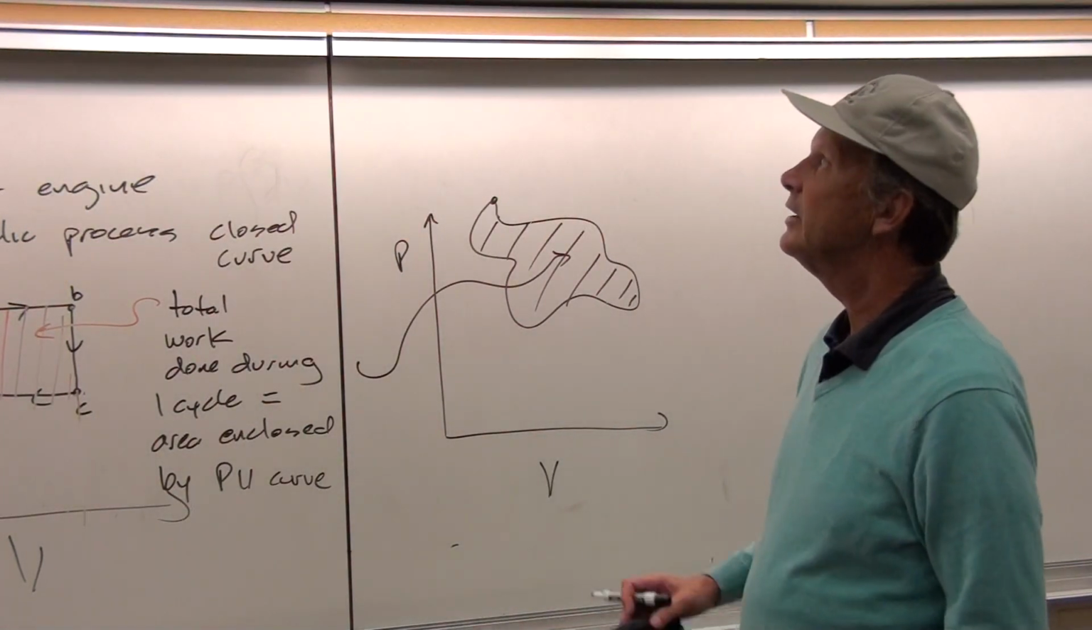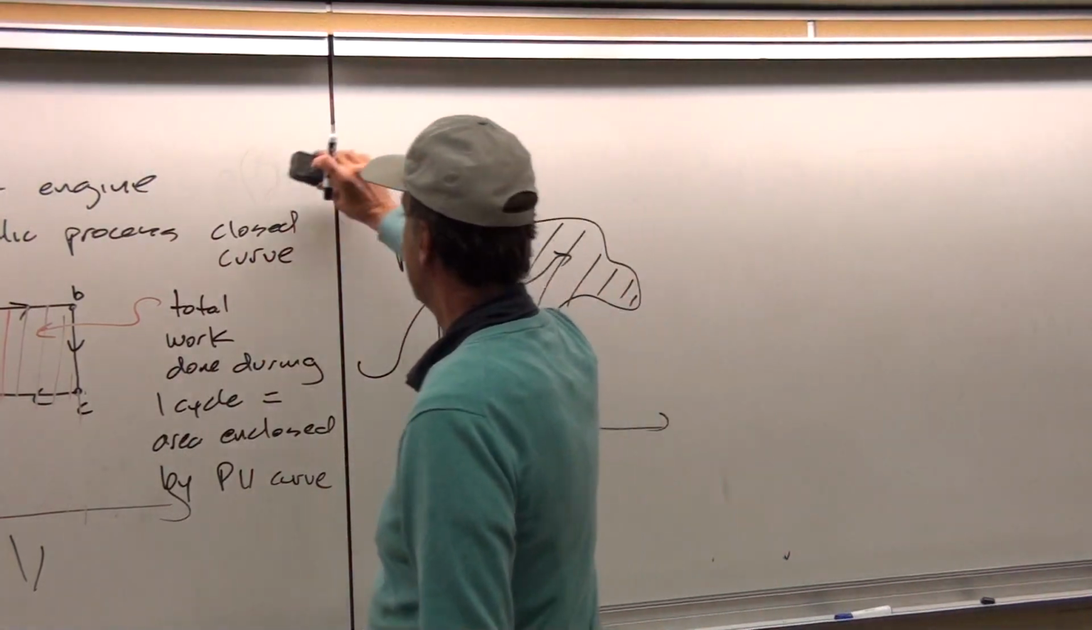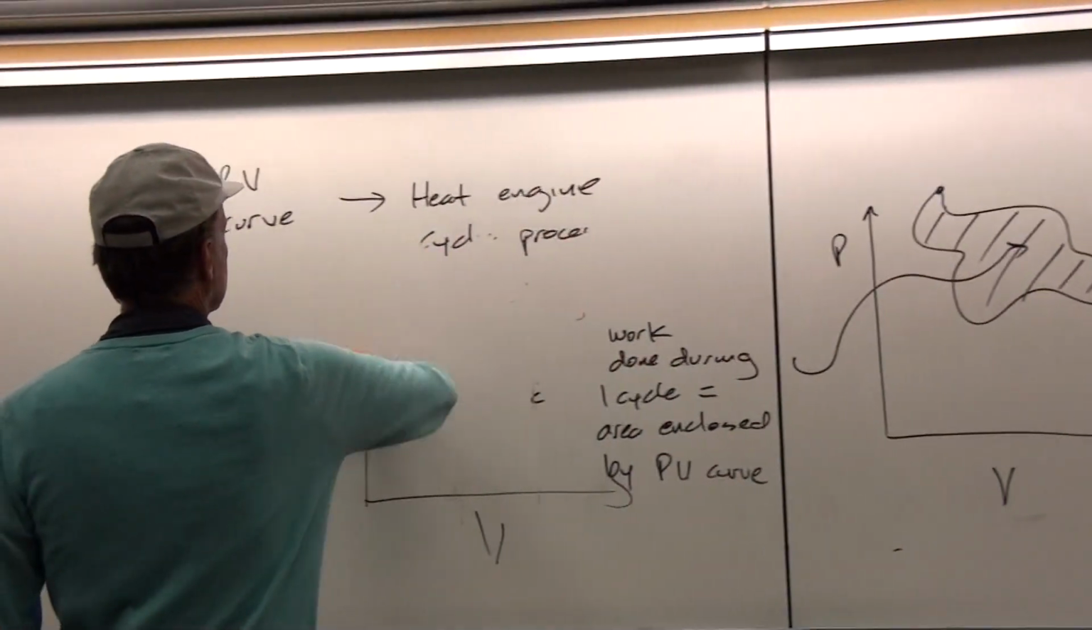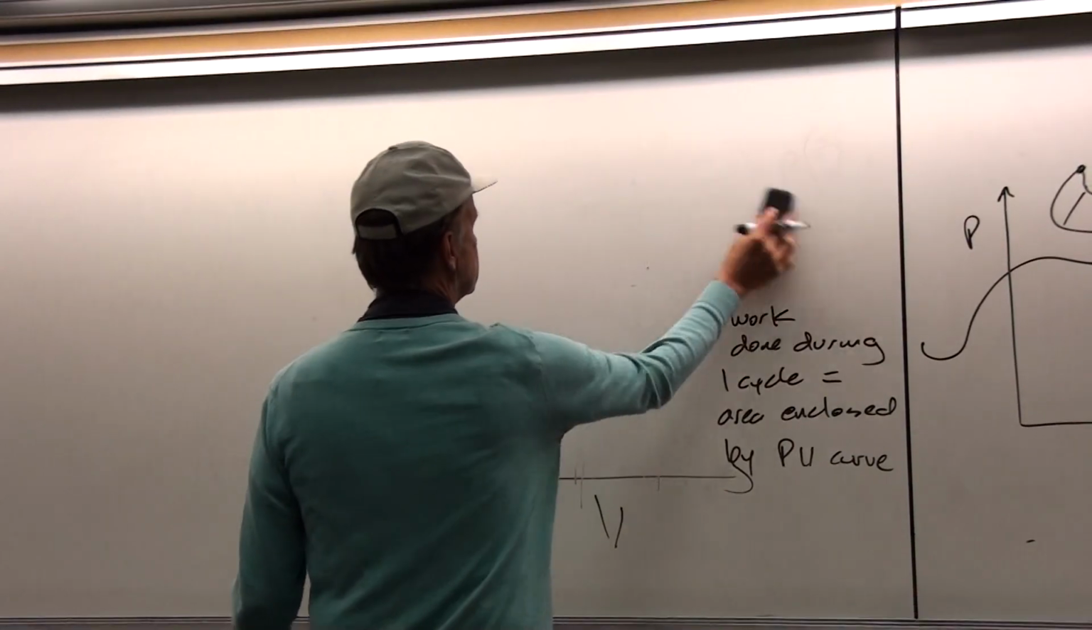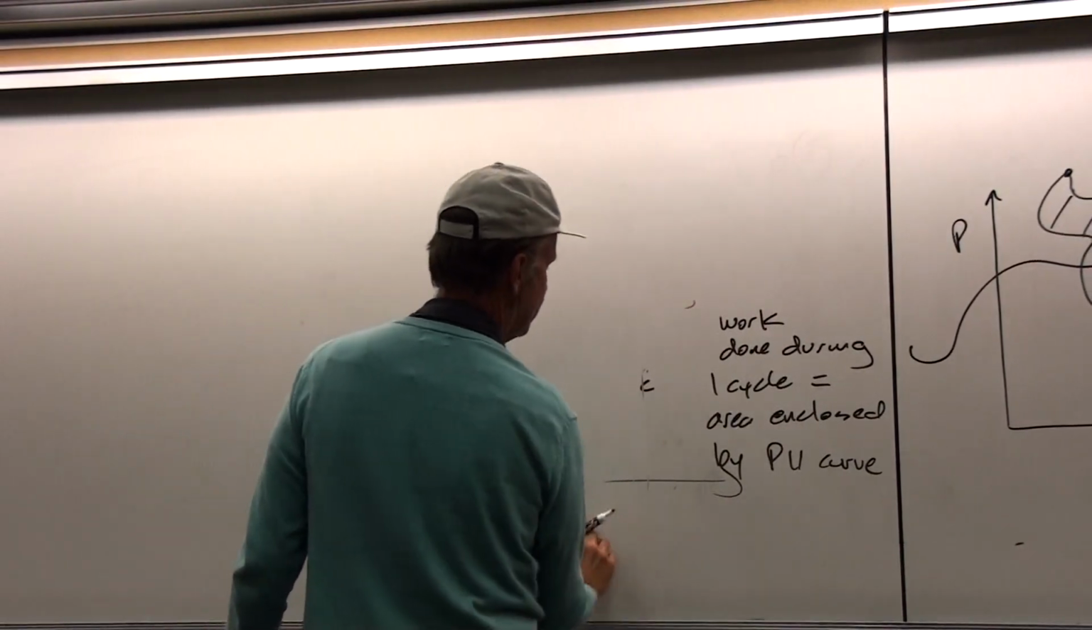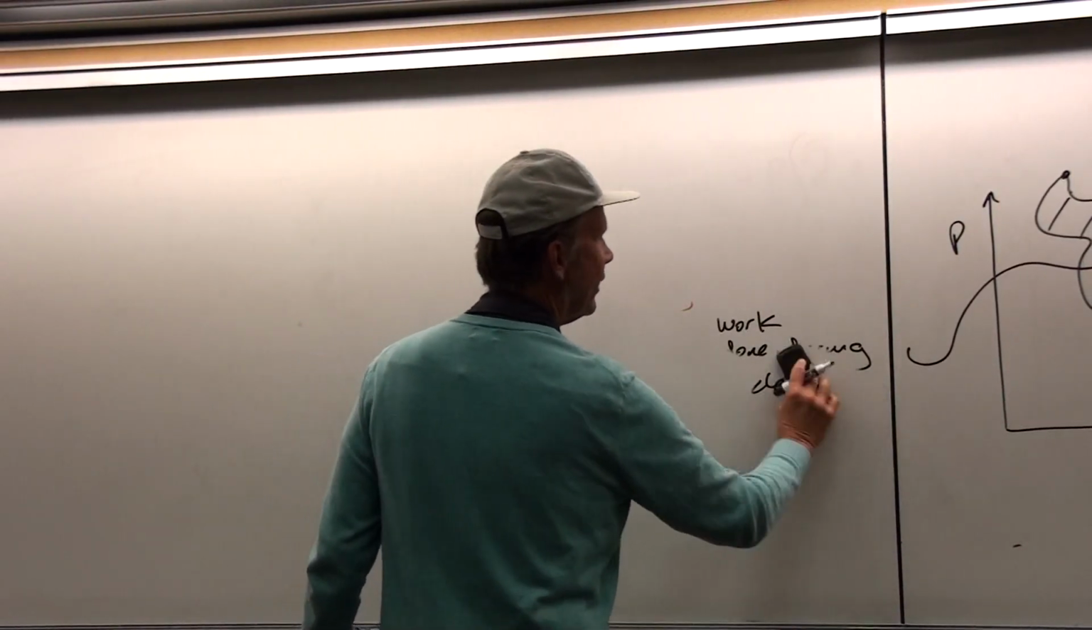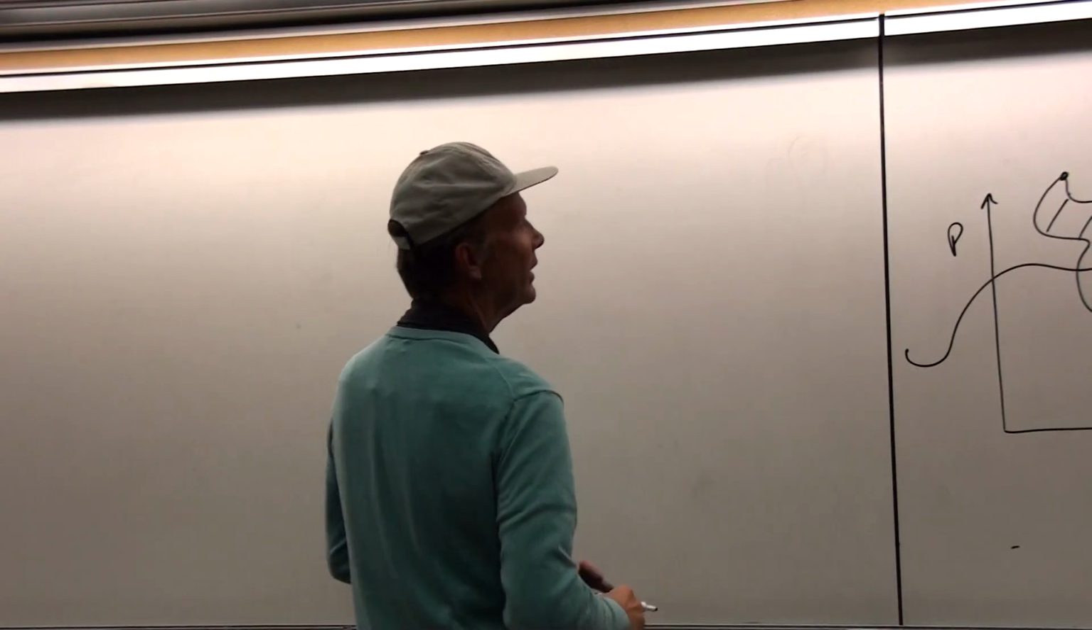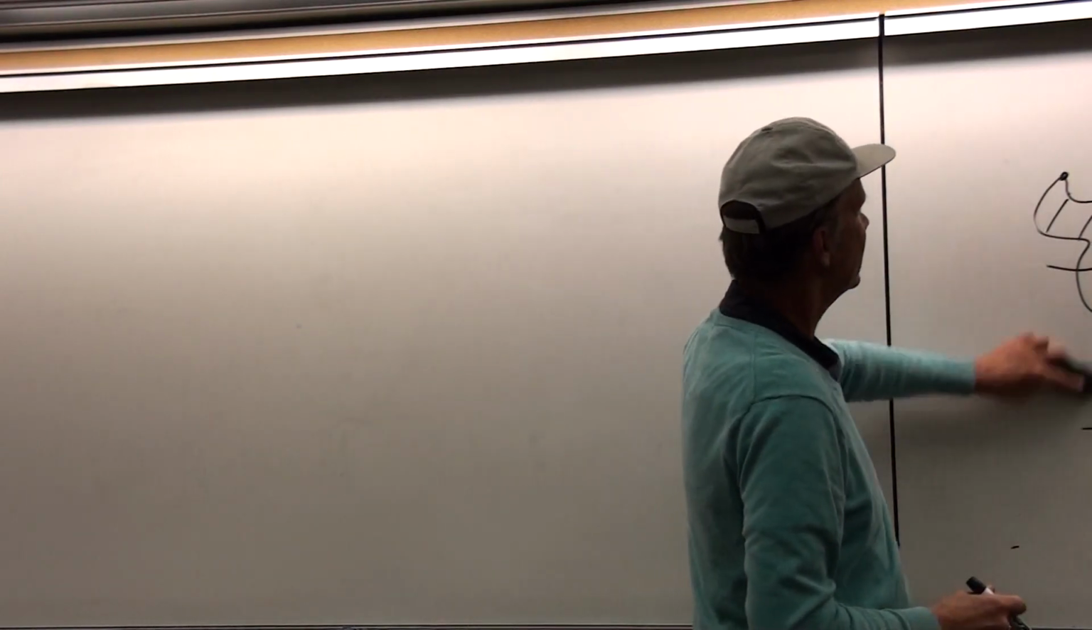And it turns out that that occurs during what's called a Carnot cycle. It's not 100%. You can't have a 100% efficient heat engine. And the Carnot cycle proves it.